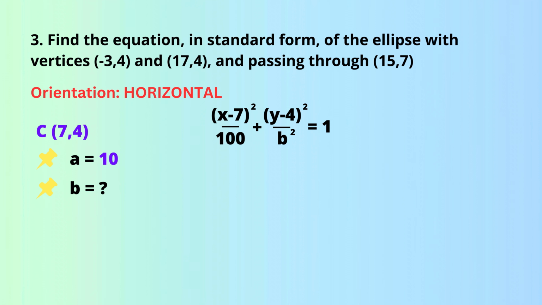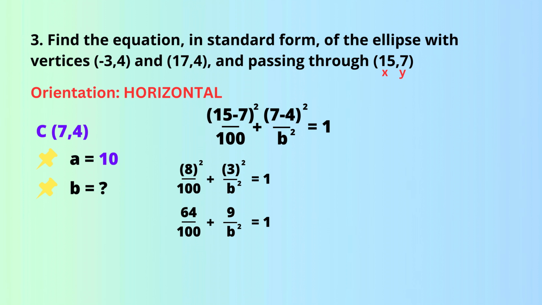Now, to solve for b, we can't use the Pythagorean theorem, since we don't have the focus or minor axis as given. But we have a point on the ellipse at (15, 7). Note that the point on the ellipse is denoted by (x, y), hence, we can substitute it to the equation in order to find b. Simplifying this, we have (15 minus 7), or 8, squared, over 100, plus (7 minus 4), or 3, squared, over b squared, equals 1. 8 squared is 64, and 3 squared is 9.